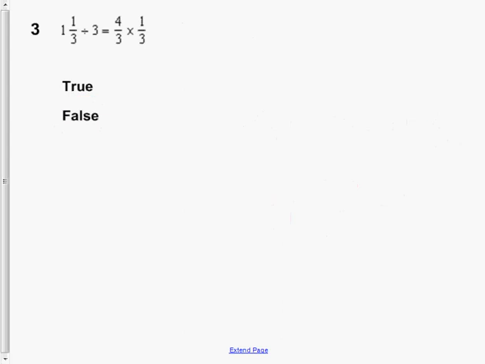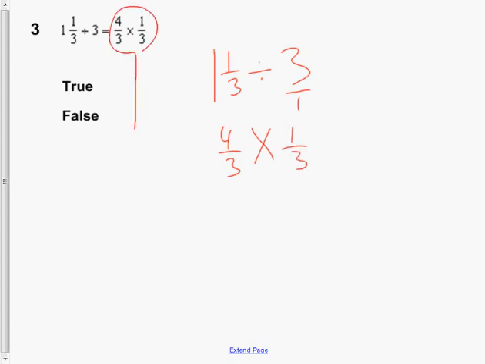Question 3. 1 1/3 divided by 3 is the same thing as 4/3 times 1/3. So if I actually had this question, what I would first do is I change it to an improper fraction, and then I would think in order to solve a division, I have to change to multiplication and use the reciprocal of 3. Since 3 is really 3 over 1, the reciprocal is 1/3, and therefore they are the same thing, and therefore we can say true. They would both give you the same answer.